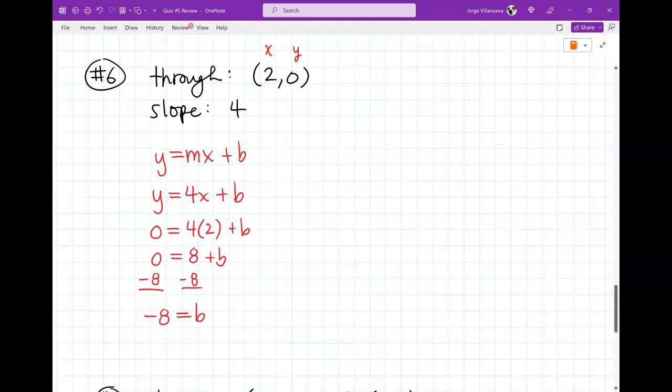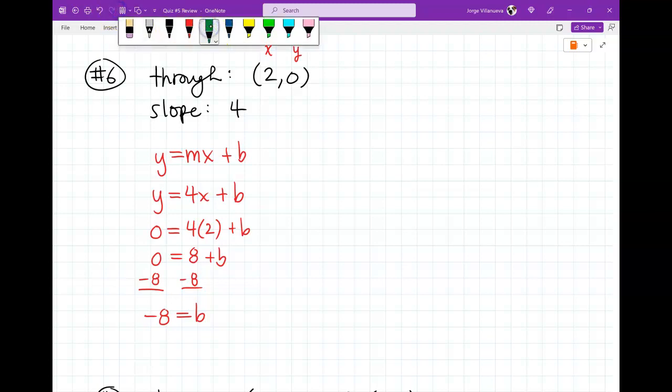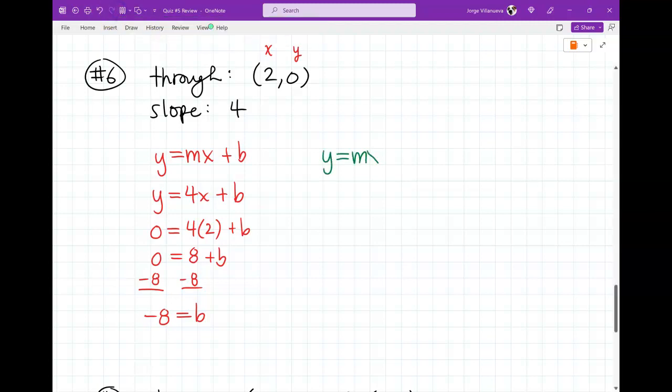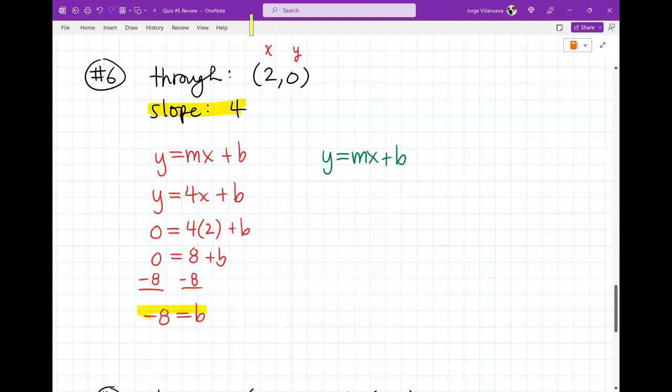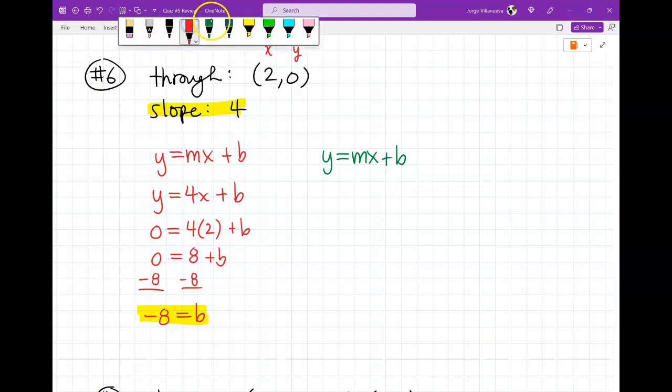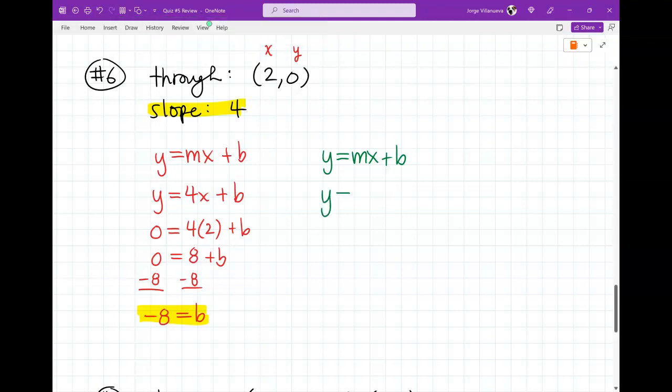Well, now that I know that my slope is 4, that's m, and that b is negative 8, I can put that into my formula, right? So I'll change colors here just to see a difference. Remember, my slope is 4. I'm going to highlight it here. Slope is 4. Intercept is negative 8. So let's write that out. Y equals 4x minus 8. And you're done.